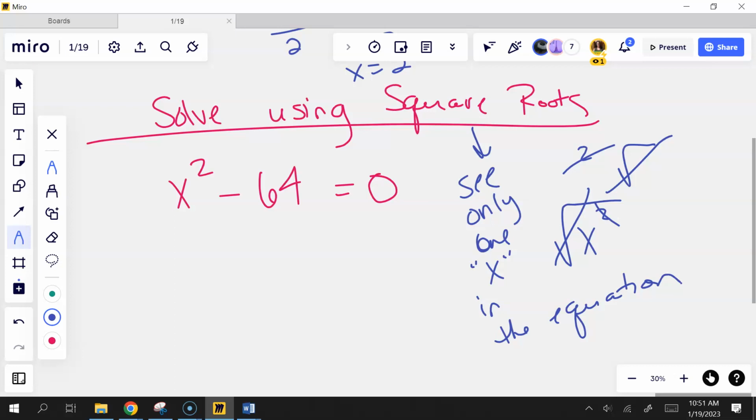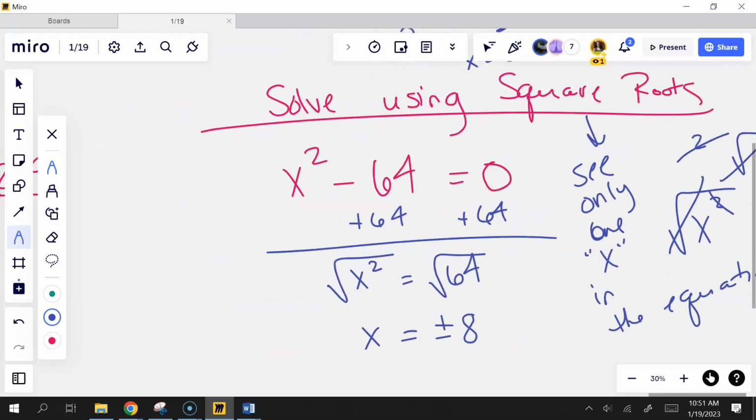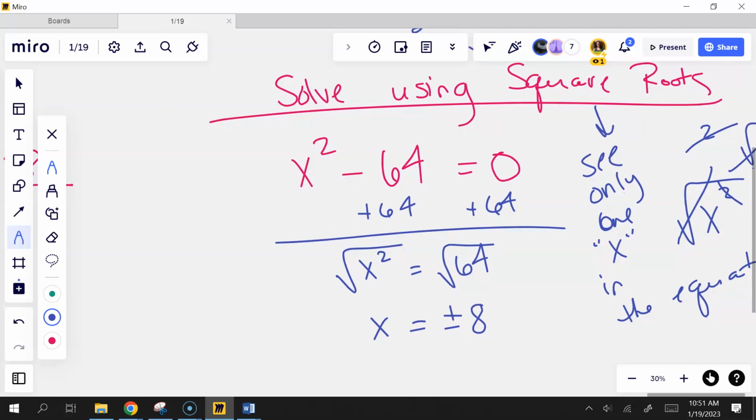So look at the very first example that's there. If I solve this using SAD map, what do I do first? We move the 64. I add 64. I have x squared equals 64. Now what? Square root them. What does x equal? Plus or minus 8. Why is it plus or minus? The square root. If you graph this, remember it's different.